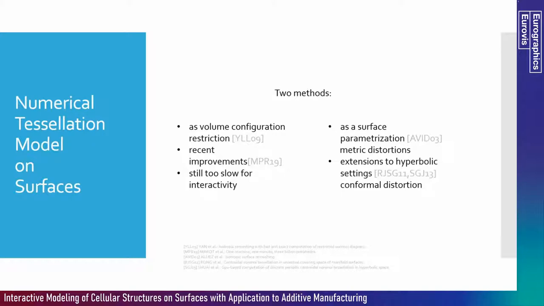There have been improvements for Delaunay computations, but streaming the overall RVD procedure is still difficult. For surface parametrization, well-working GPU implementations exist, but these suffer from metric distortions. Extension to hyperbolic setting offers partial remedies, but still suffers conformal distortions. If our goal is to interactively edit tessellations, both methods are not ideal. One is limited by the solver and too slow, and the other shows distortions, which means this is also not usable in a scenario where interaction on the surface takes place.